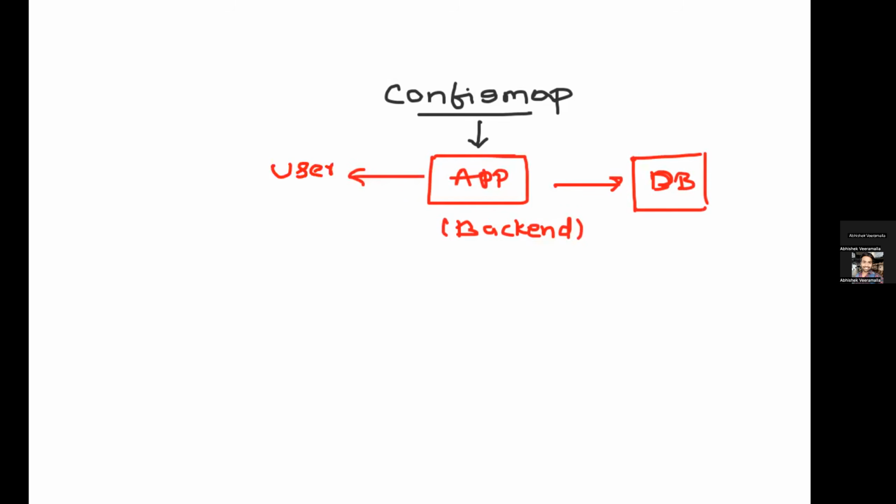So this is a very simple application, right? This backend is trying to talk to the database and give the information back to the users when the user has requested. Now, what information does this application require from the database?